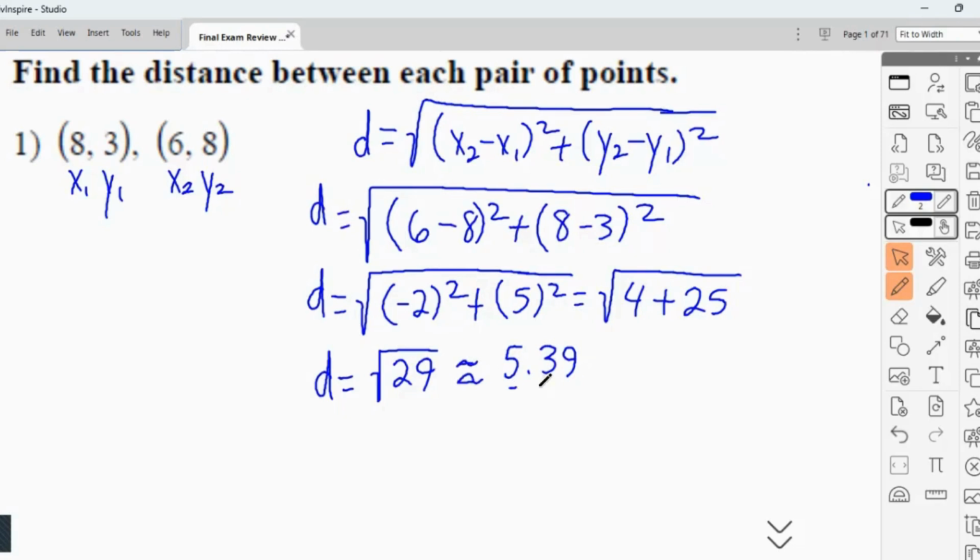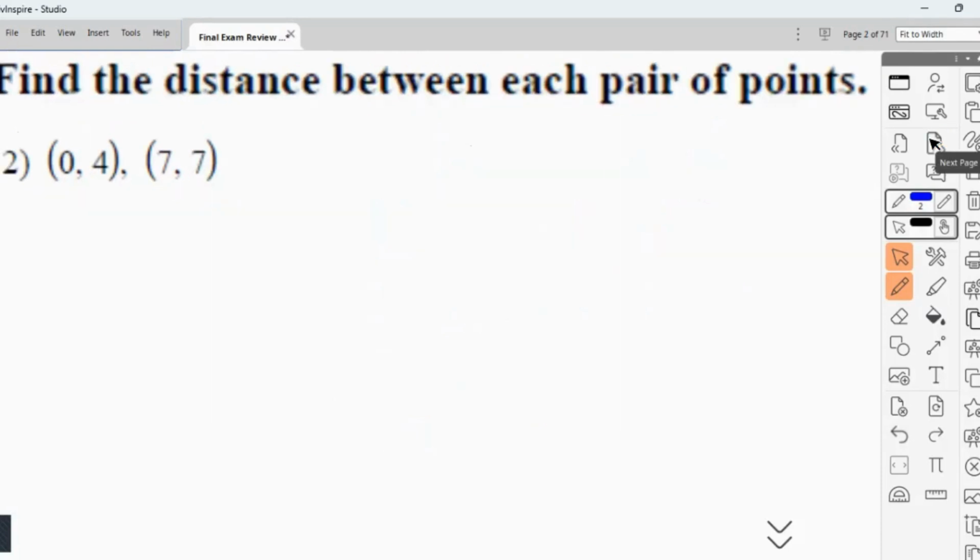Okay, we're pretty much done with this guy. So this is the answer to number 1. So we're looking at square root of 29, which is approximately 5.39. Rolling. Next one. Number 2. X1, Y1. X2, Y2. Hopefully we can go a little bit faster on this guy. We're not going to do as much.